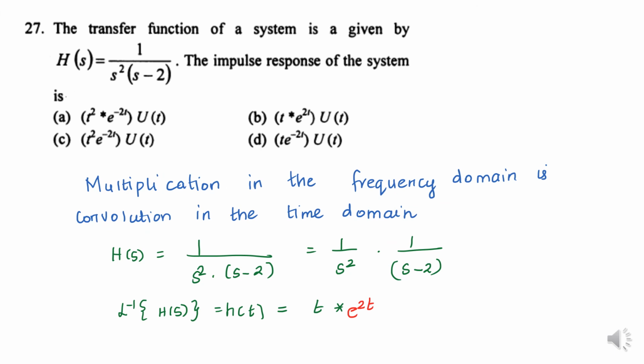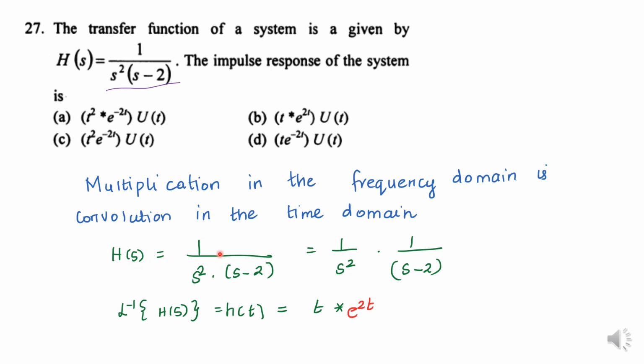Next problem: the transfer function of the system is given by H of S equal to 1 by S square into S minus 2. The impulse response of the system? Here I am going to find the impulse response. How to find the impulse response of the system? Multiplication in the frequency domain is convolution in the time domain. So convolution is in the time domain, multiplication in the frequency domain.